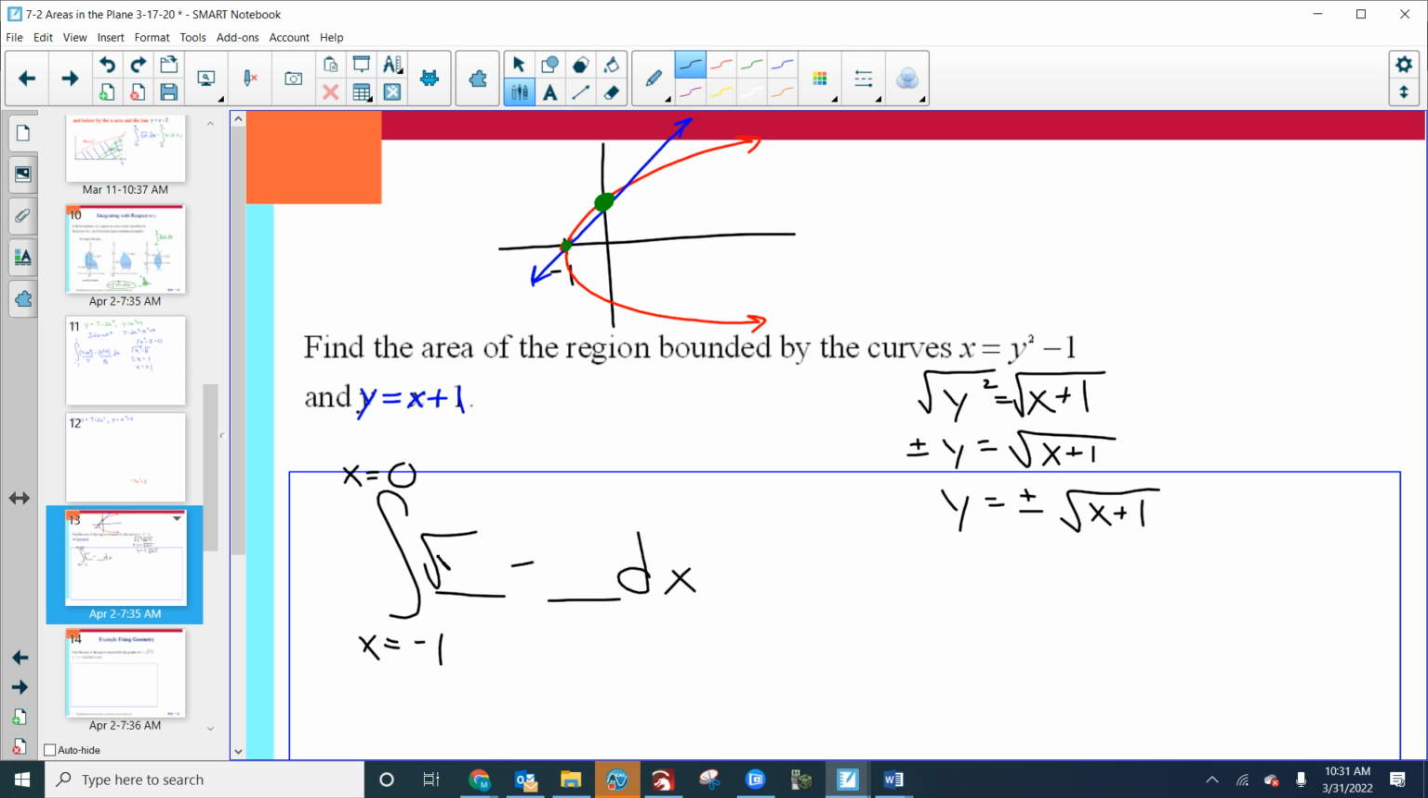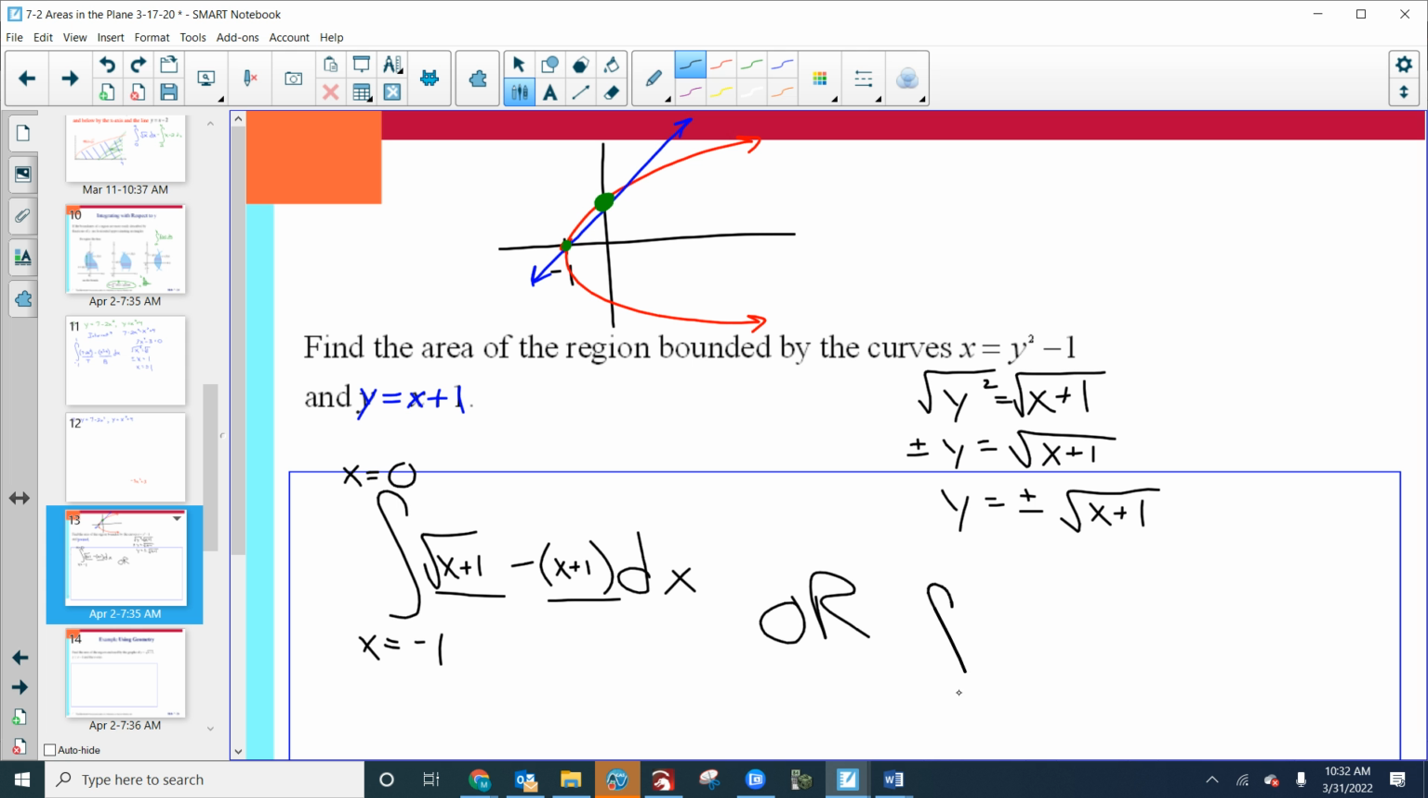Radical x plus 1 minus... See, I'm getting it. Minus x plus 1, parentheses x plus 1. Are we good? Yes?